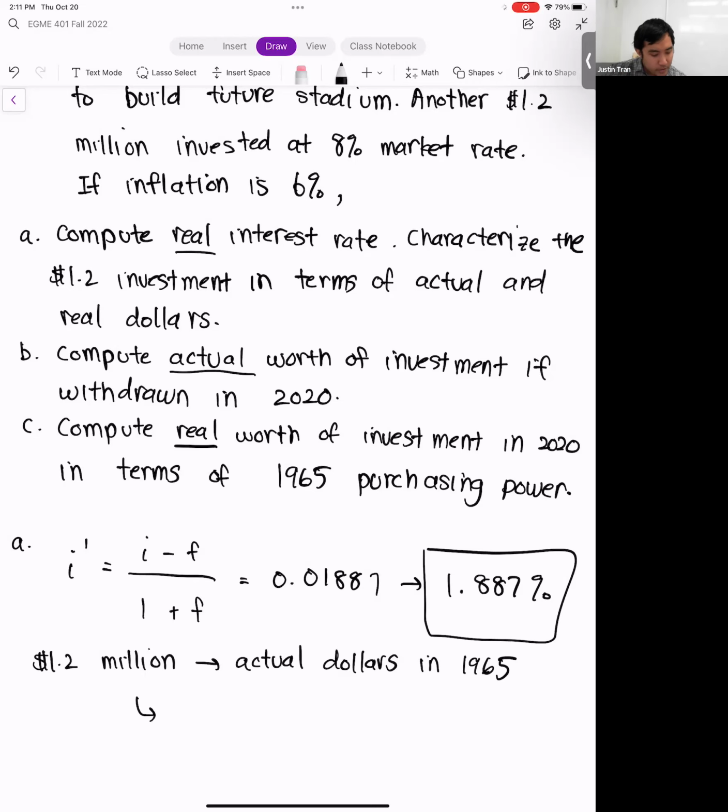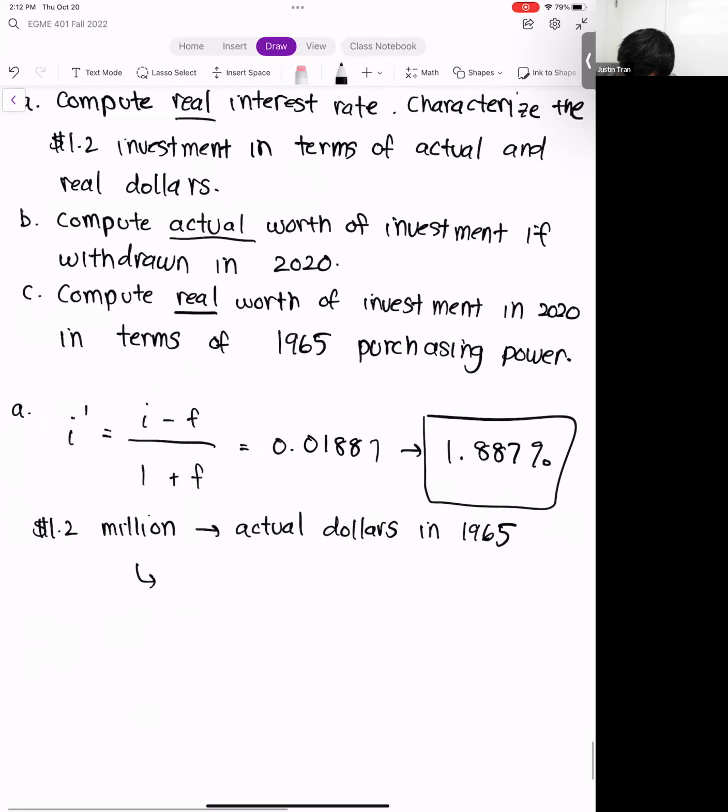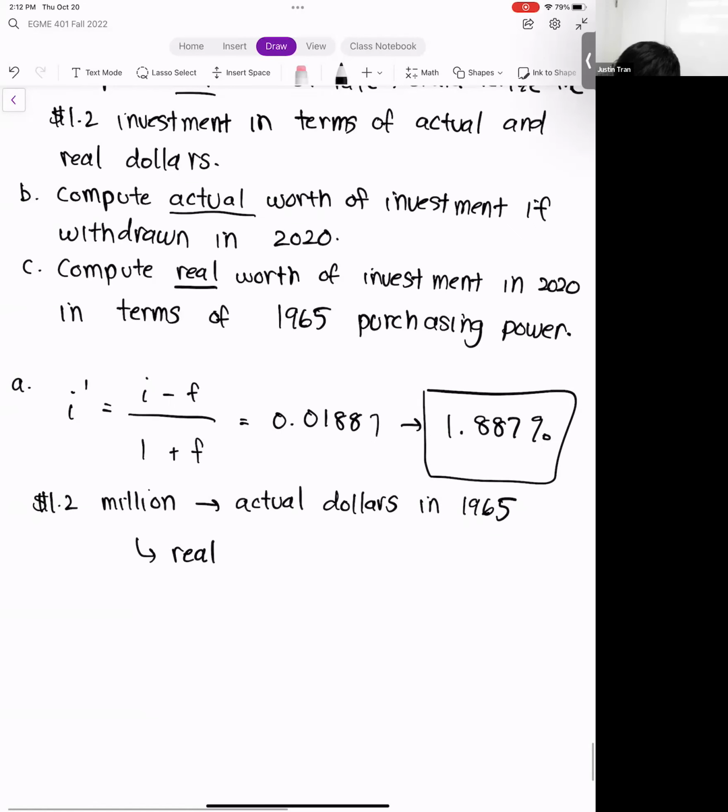We can also characterize it in terms of real dollars. And so if he didn't invest that $1.2 million into his new stadium, then he could buy $1.2 million worth of stuff in 1965. And so another way we can describe that $1.2 million is it had real purchasing power in 1965. And so you can buy $1.2 million worth of stuff back then.